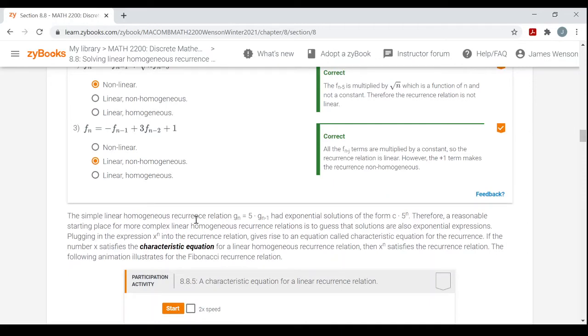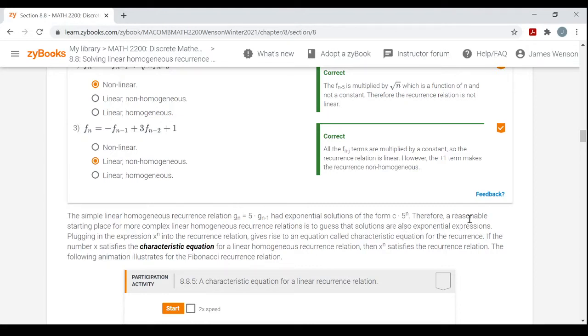So again, we are going to look at linear homogeneous recurrence relations in this section, solving those. Now, I did the one earlier, right, where you had g_n equals 5 times g_{n-1}. And remember, it had exponential solutions where there was this 5 to the n involved. So we're going to use that to motivate us in the solving of linear homogeneous recurrence relations. So, hey, maybe other linear homogeneous recurrence relations have similar type solutions.